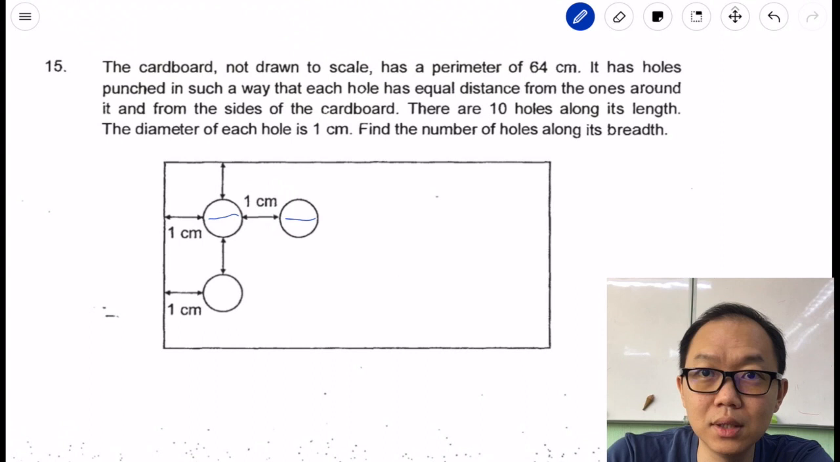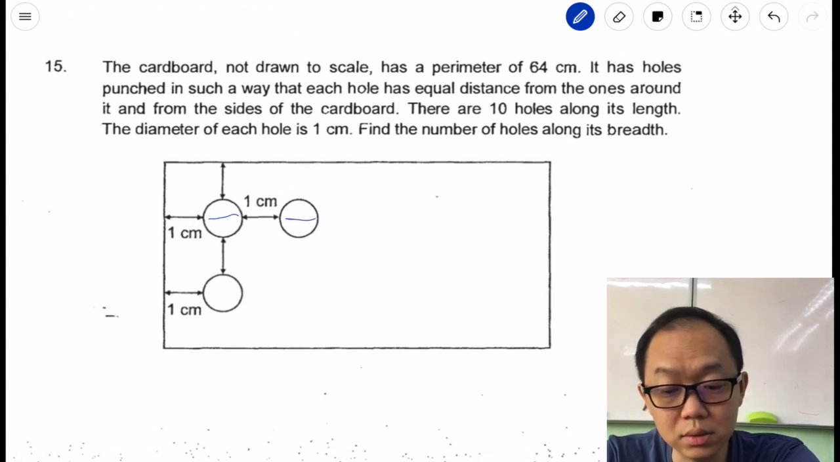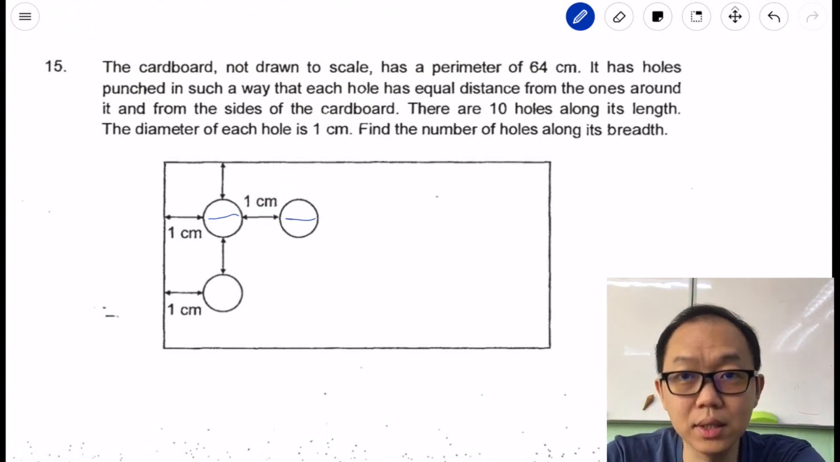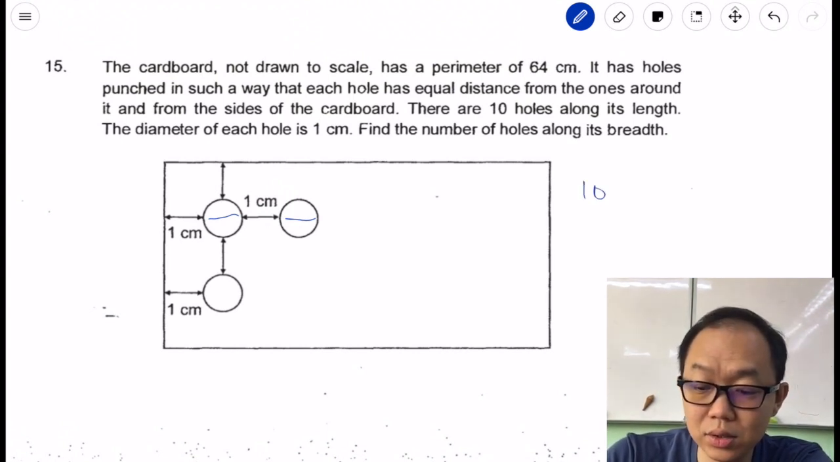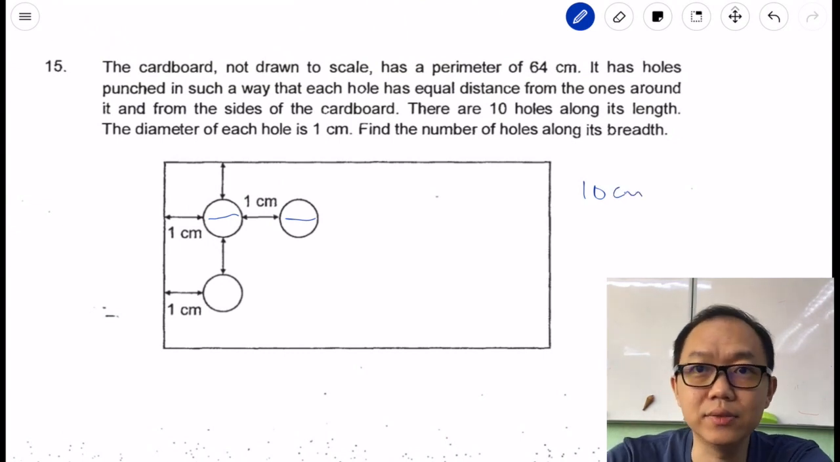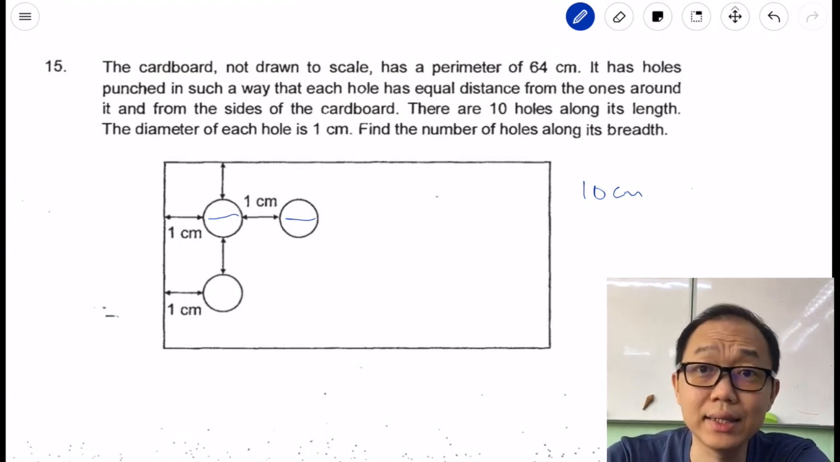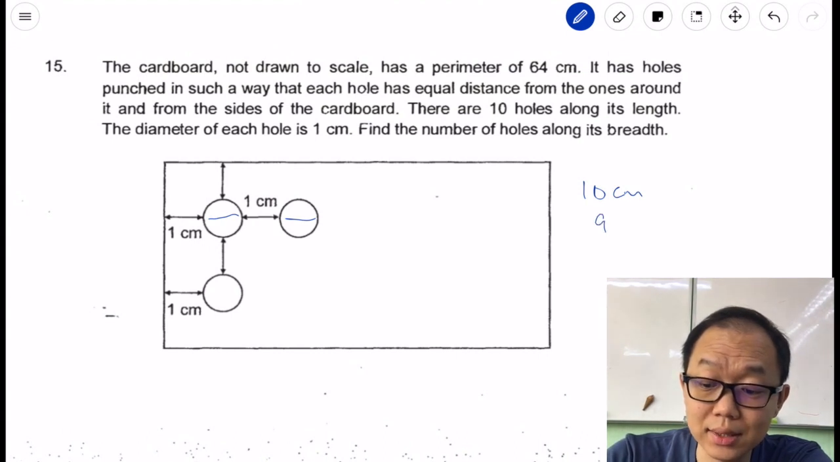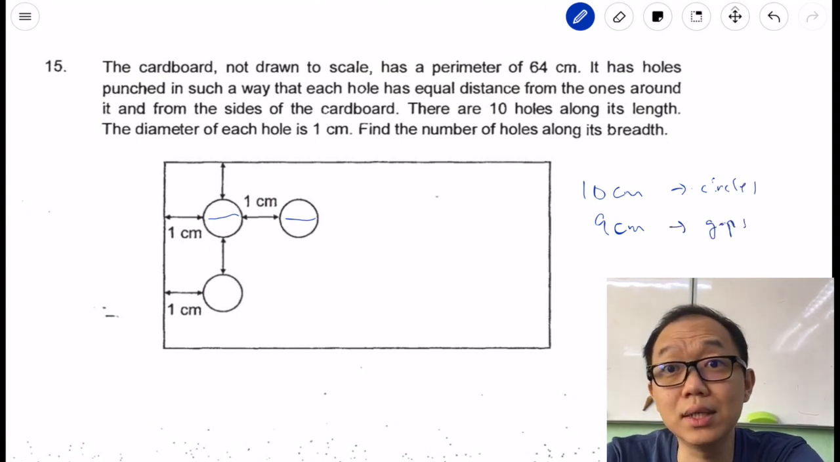I mean, you can literally draw everything if you want to. But what you can do is write 10 of them, because if there are 10 of them, that means there's 10 cm. If you align all the circles side by side, in between them there are 9 gaps, so we must plus 9 cm. This is the circles, this is the gaps. So there are 9 gaps in between 10 circles.